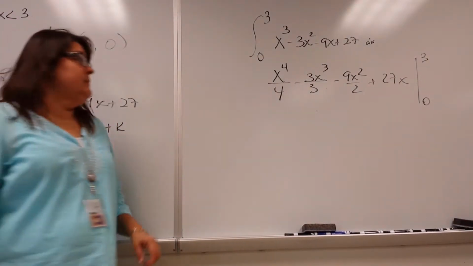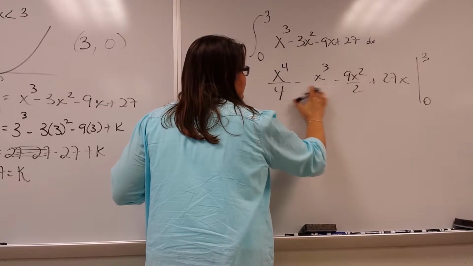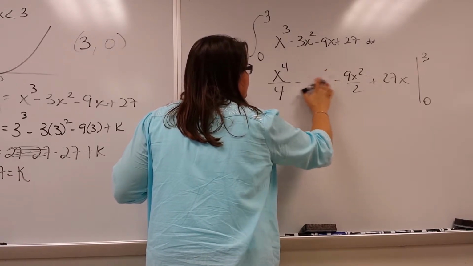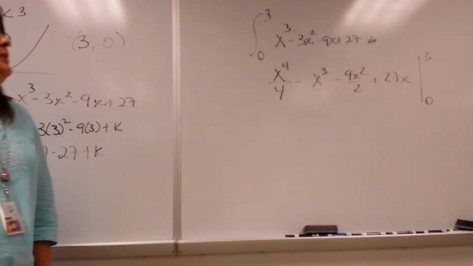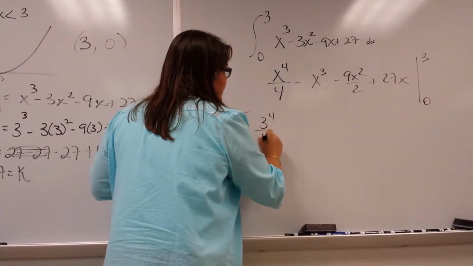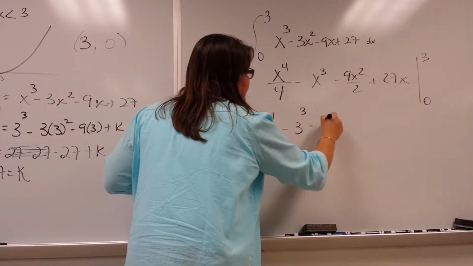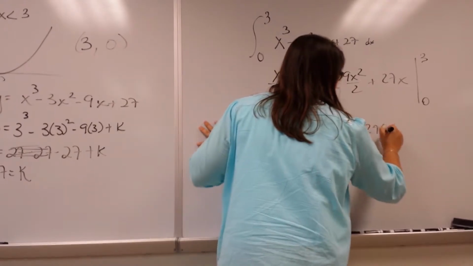Integration-wise? Okay, so we're going to plug in, and you guys hopefully agree that 3 divided by 3 is just 1, so I'm just going to put x cubed. Makes it a little bit cleaner, I guess. So plug in your 3. So you would have 3 to the 4th over 4, minus 3 to the 3rd, minus 9 times 3 to the 2nd over 2, plus 27 times 3.